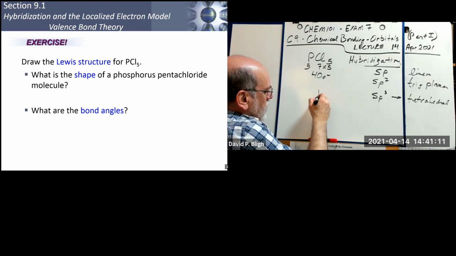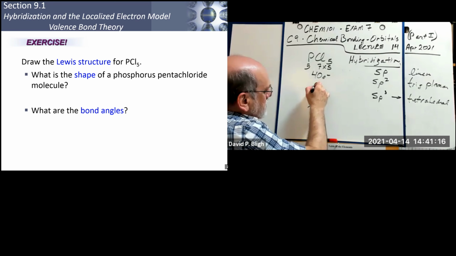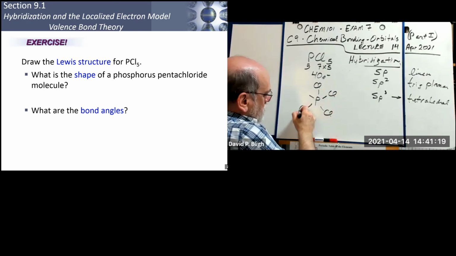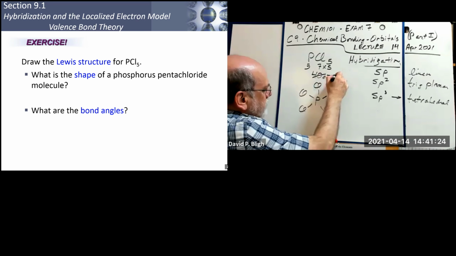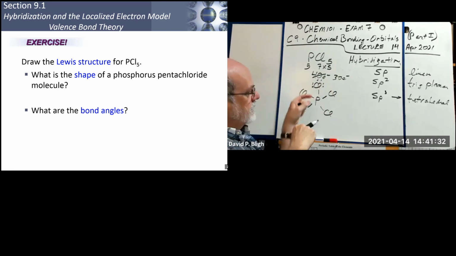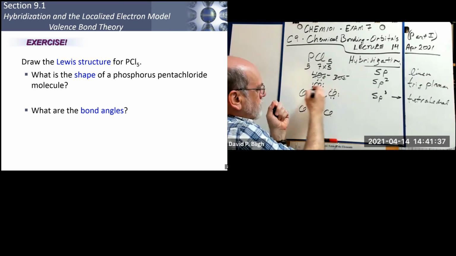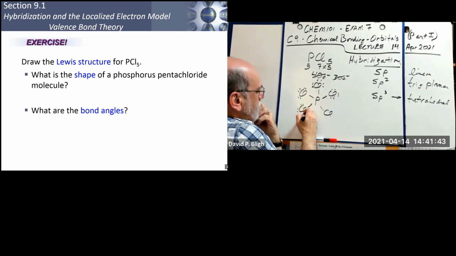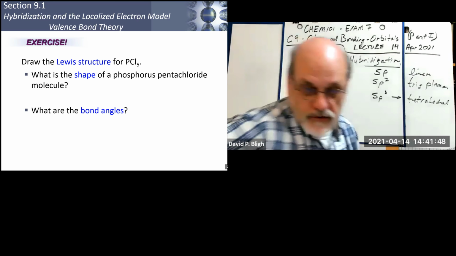So we have 5 chlorines. 1, 2, 3, 4, 5. So that's 2, 4, 6, 8, 10. That means we have 30 left over. And if we can put 6 around each one and make an octet, 6 times 5 is 30. So that would be all of them used up. Okay, there's our Lewis dot structure.